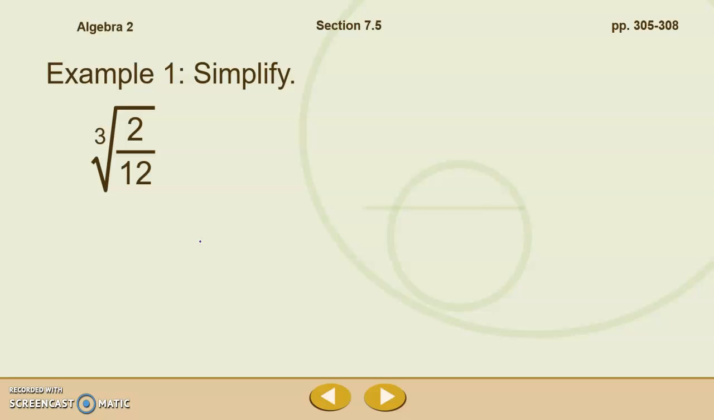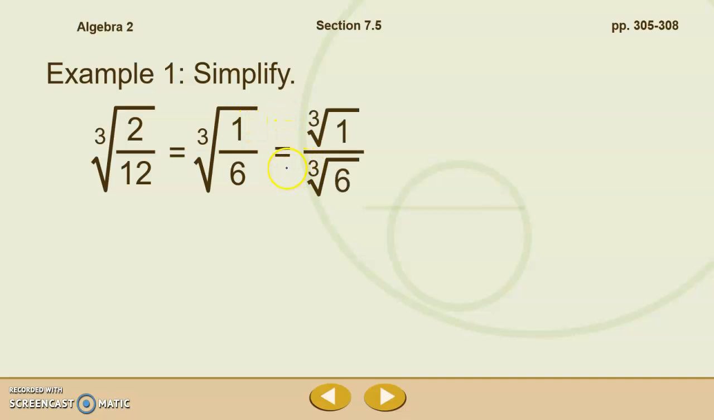So the first thing we're going to do is what we would do in any problem. We're going to see this 2 over 12, and we're going to simplify that. 2 over 12 simplifies to 1 over 6. So we've got the cubed root of 1 over 6. We're then going to apply our quotient property of radicals and rewrite that as the third root of 1 over the third root of 6.